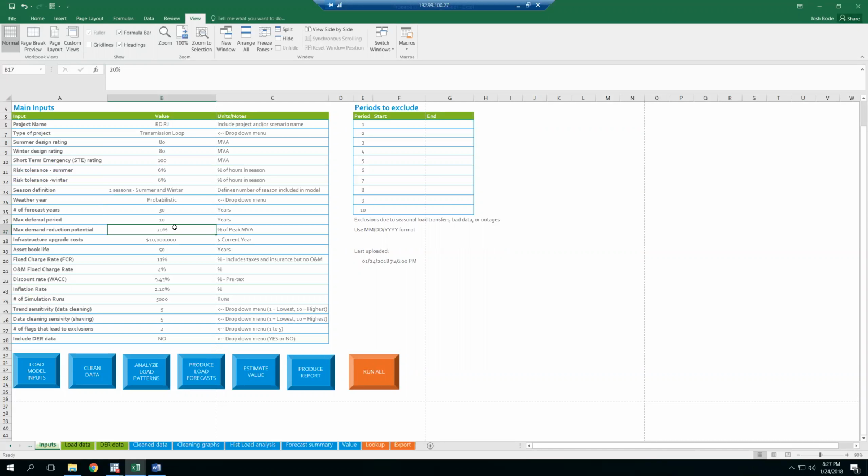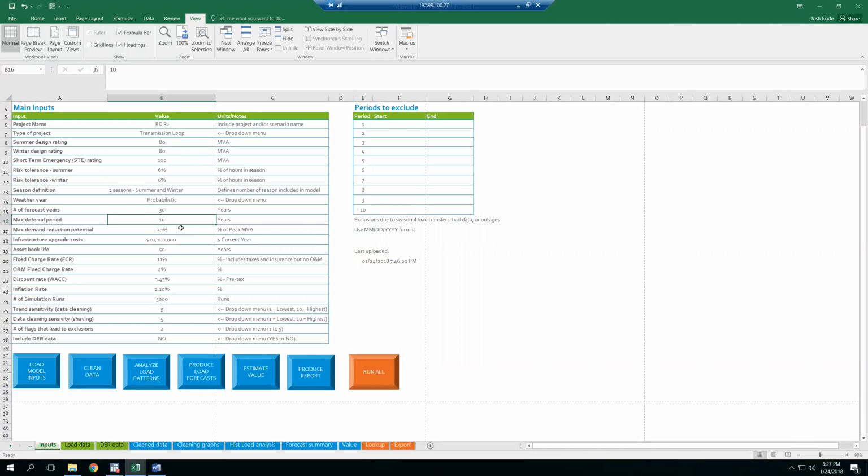We also have some boundaries here. We have a boundary in terms of the deferral period, where you can essentially instruct the model to restrain deferral. Say the most we can defer a project is 10 years. After that time span, we need to do something about it, or it can be deferred indefinitely.